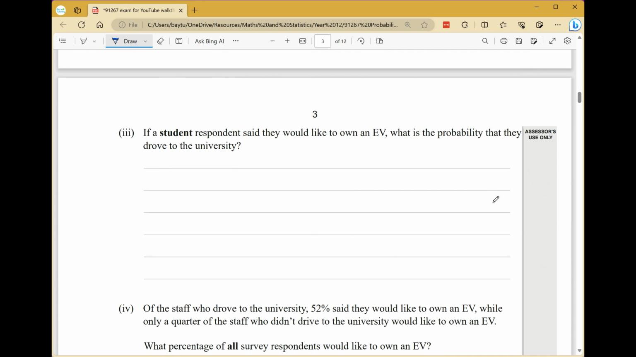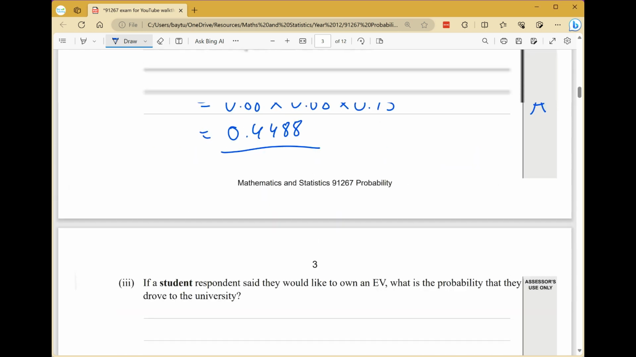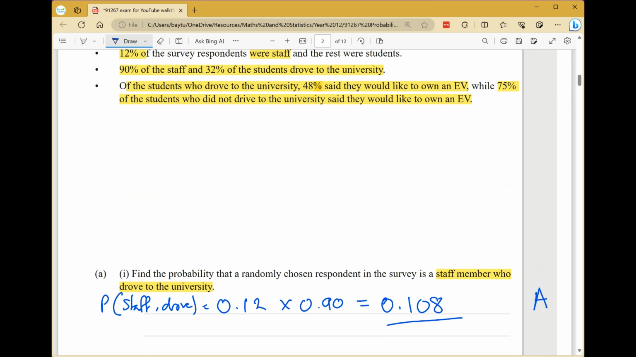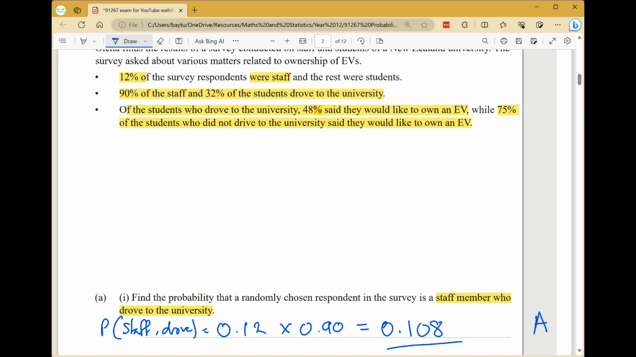If a student respondent said they would like to own an EV, what is the probability that they drove to the university? Okay, so I think for this one it's helpful to draw a probability tree. Now, you could have done this for the 2 parts of question A as well, and that would probably be beneficial too. Because they're a bit simpler, you don't need to have it. We did those just fine without, but I think it is beneficial. For this one, a bit more complicated, definitely be beneficial to draw the probability tree.